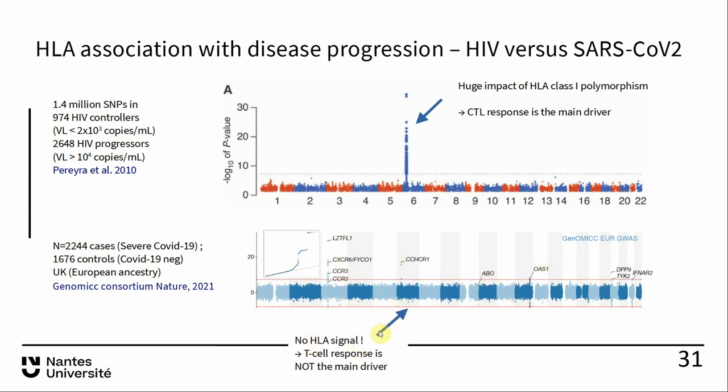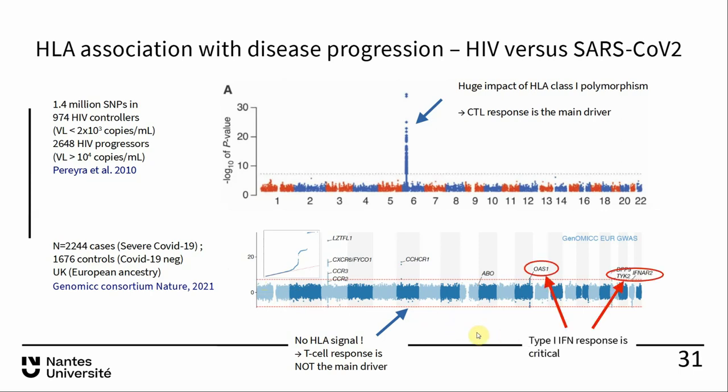But if you looked on chromosome 6, there was no HLA signal. So that's telling you that the T cell response is not really the main driver in determining whether someone who is infected with SARS-CoV-2 is going to develop a really severe life-threatening infection. It's not CD8 T cells, it's not CTL that are involved in either severe disease phenotype or better control of virus replication, which prevents people from getting severely ill.